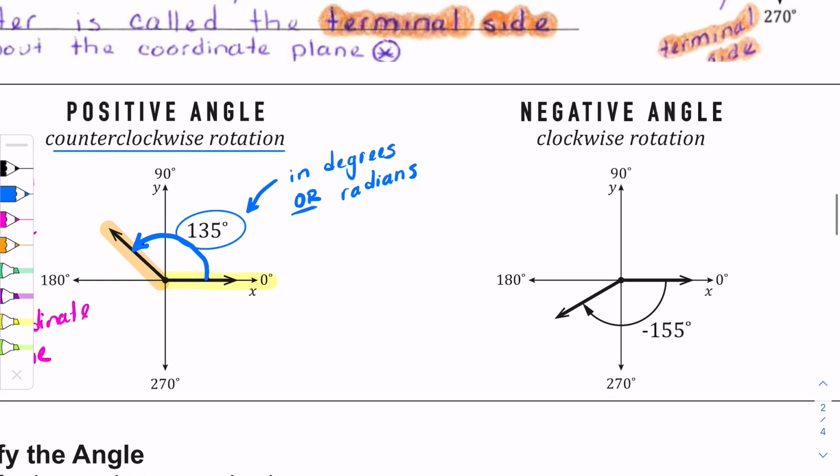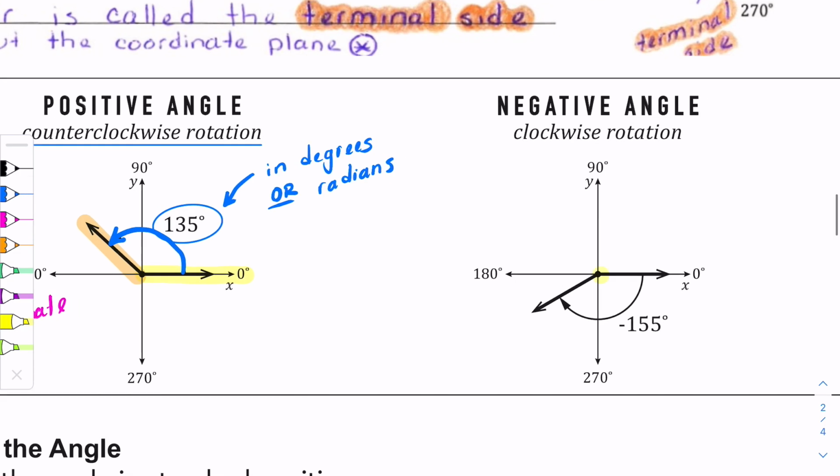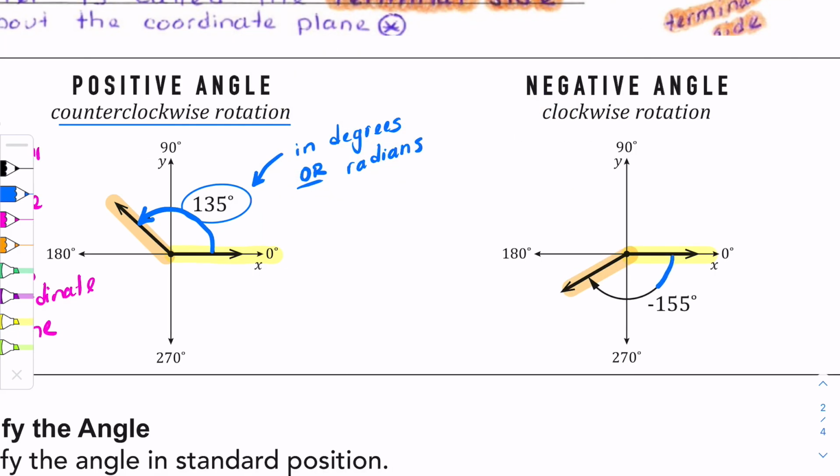So on the other side, a negative angle is when you still have your initial side on the positive x-axis, because that never changes, but your terminal side is located when you move clockwise. So think about the way a clock moves. If you are moving clockwise, that means you have a negative angle. And again, that can be in degrees or in radians. So counterclockwise indicates a positive angle, and clockwise indicates a negative angle.